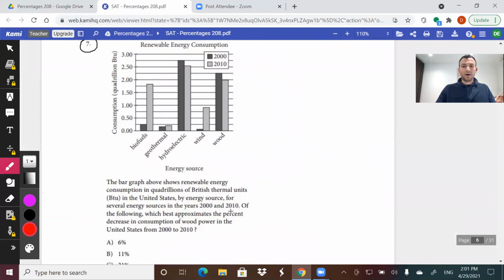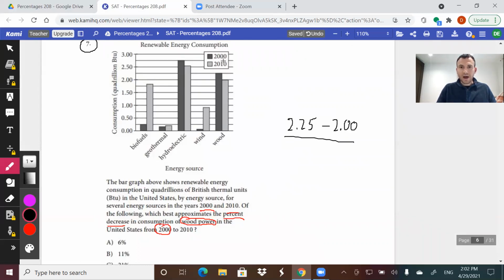So essentially, the bar graph above shows renewable energy consumption in quadrillions of British thermal units in the United States by energy source for several energy sources from 2000 to 2010. Which of the following best approximates the percent decrease? Whenever it says percent increase or percent decrease, it means percent change, in consumption of wood power in the United States from 2000 to 2010. So 2000 is the original. We're going to 2010. We're talking about wood power. In 2000, wood power is 2.25. In 2010, it's 2.0.